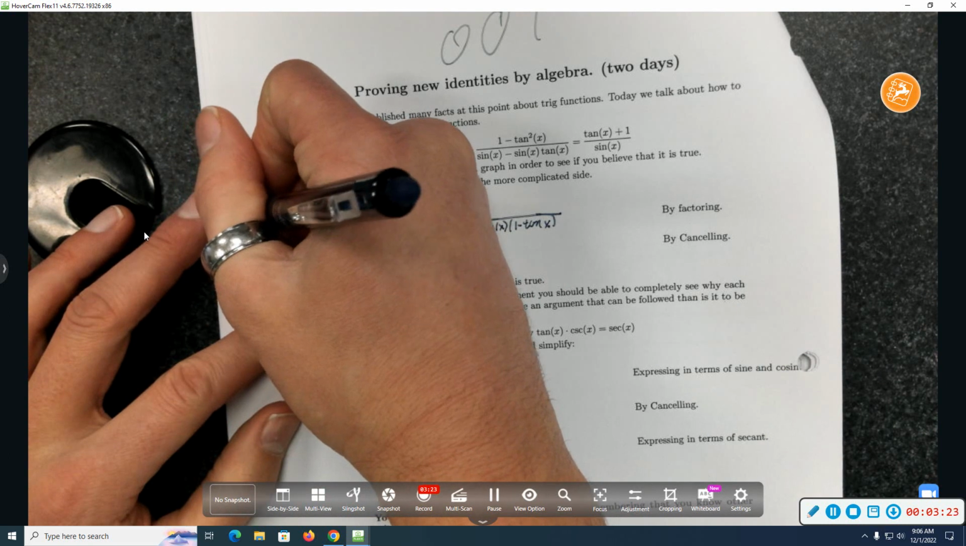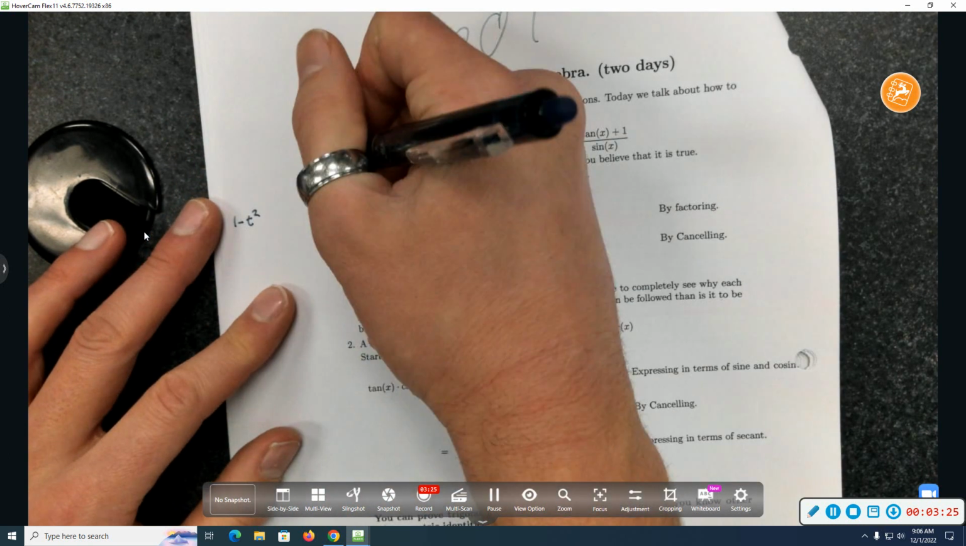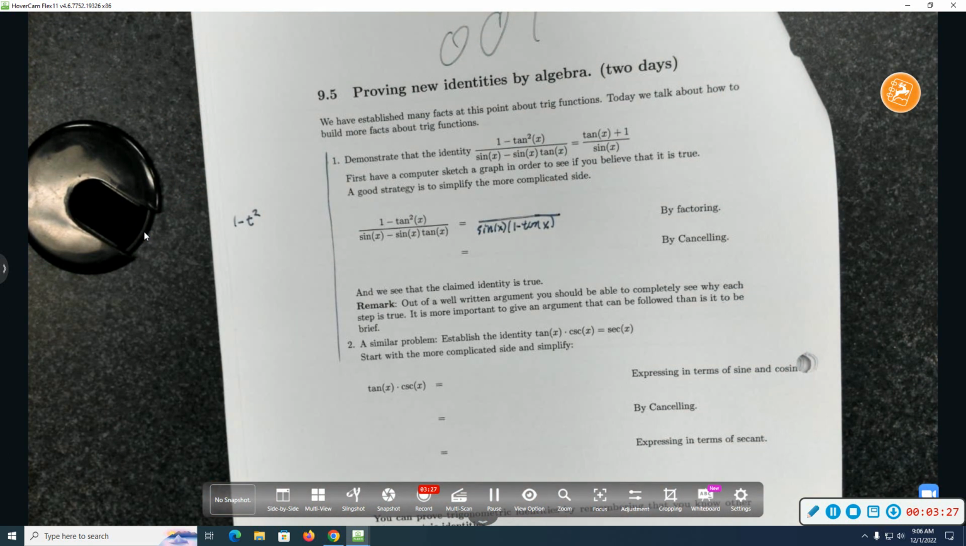But let's just look at it this way. This isn't part of the proof. This is part of just motivating what to do. Replace tangent with t just so you don't have to write tangent. 1 minus t squared. Is that a polynomial that you know how to factor? That does factor.